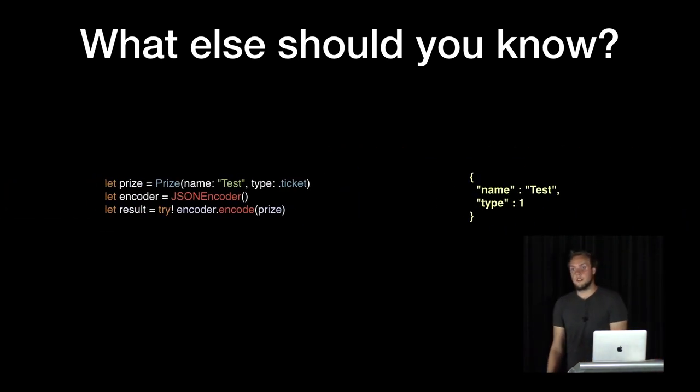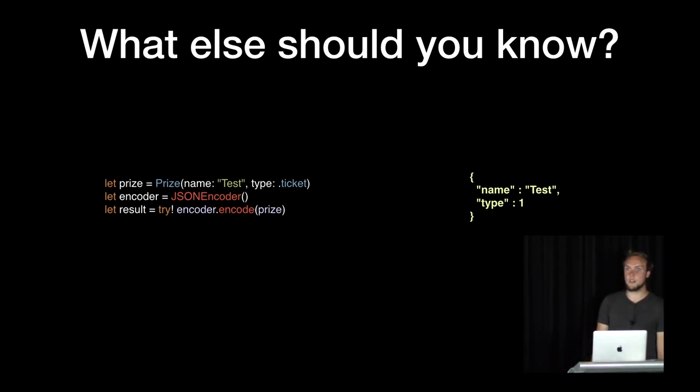It's also nice to know that it also works the reverse way. So from any object you have, even if it has a nested enum, like our price, you can just tell it to be encoded as JSON, and it will come out as JSON at the other end. Could be nice for sending forms or whatever, or posting data.